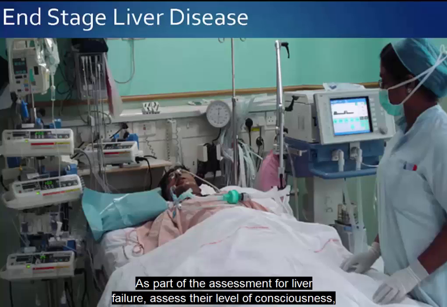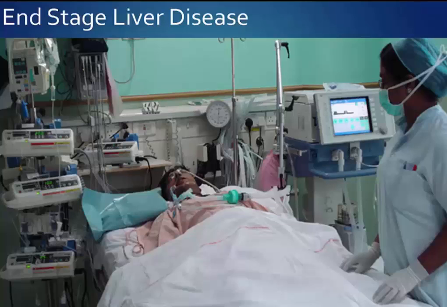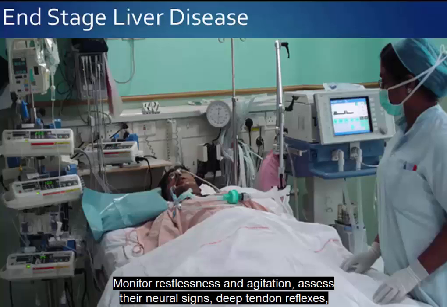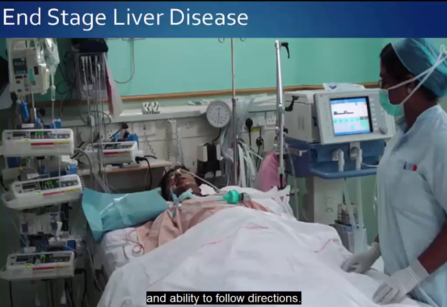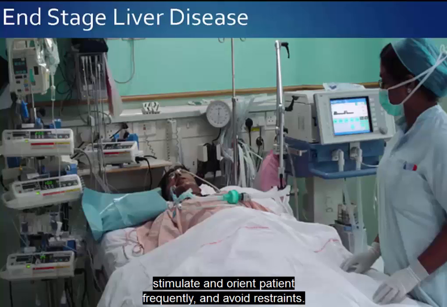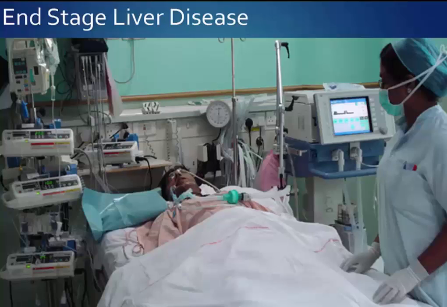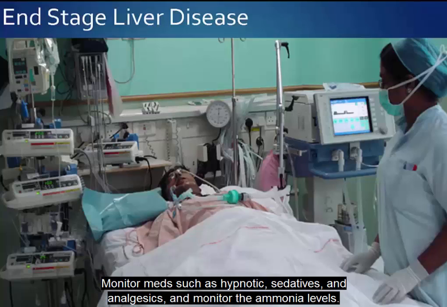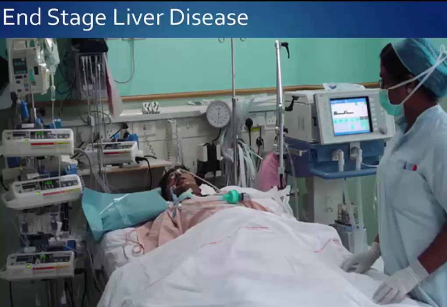As part of the assessment for liver failure, assess their level of consciousness, cognitive level, and orientation. Monitor restlessness and agitation, assess their neuro signs, deep tendon reflexes, and ability to follow directions. Provide a safe environment to prevent falls. Stimulate and orient the patient frequently and avoid restraints. Monitor meds such as hypnotics, sedatives, and analgesics, and monitor the ammonia levels.